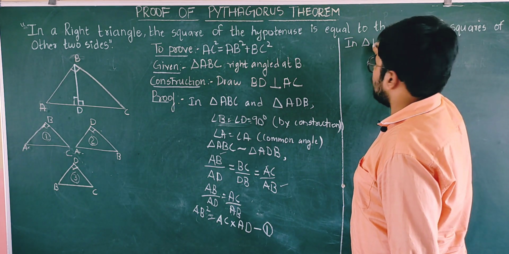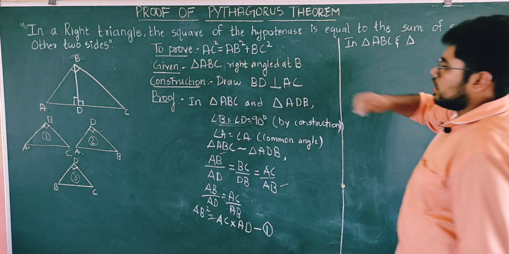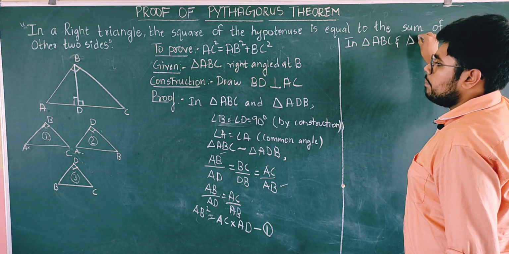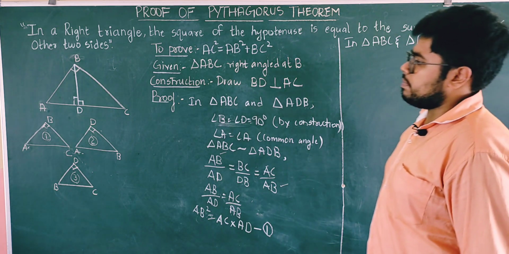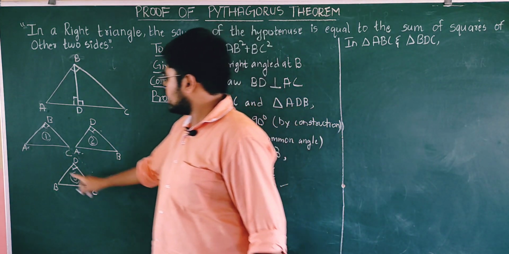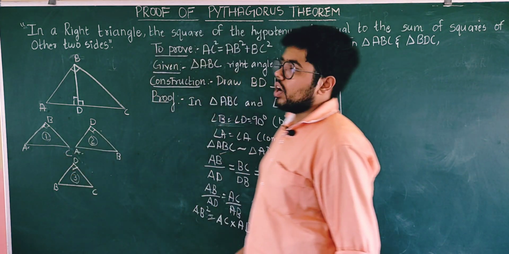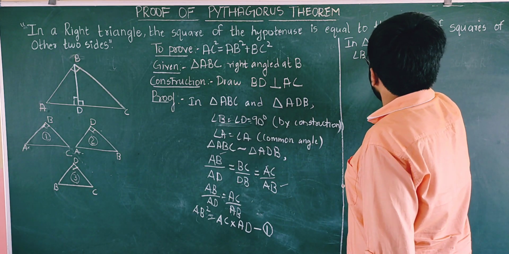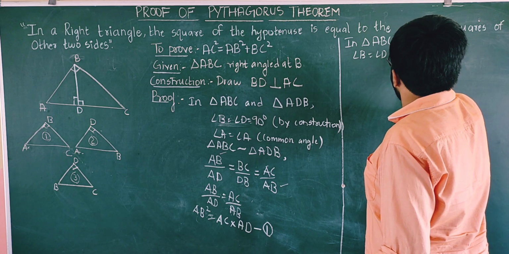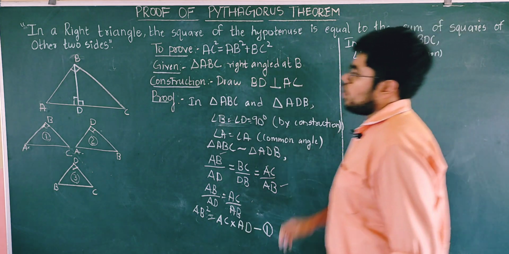The original triangle is ABC, and the one more triangle that we just drew is BDC. In these triangles we'll make them similar. How to make them similar? If you see this drawing and this drawing, angle B and D are 90 already. So I'll write angle B is equal to angle D by construction.